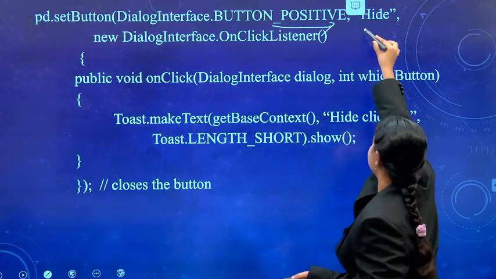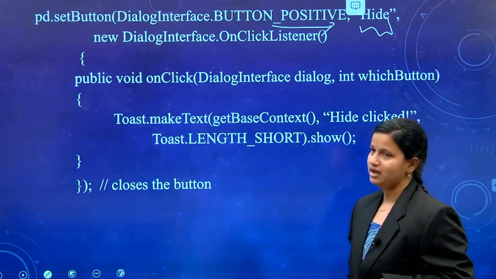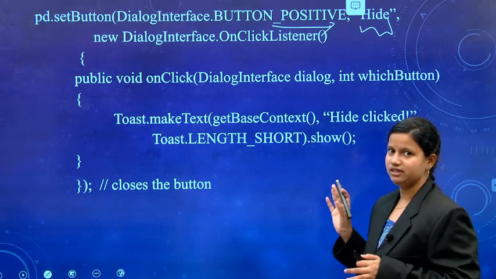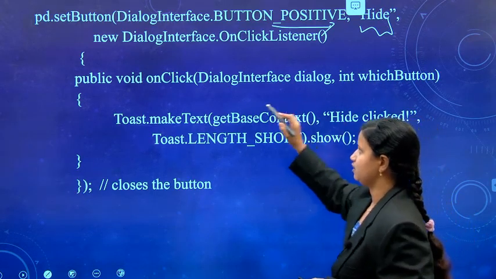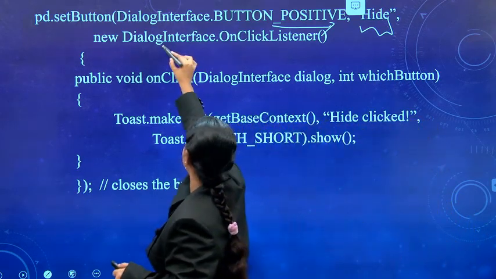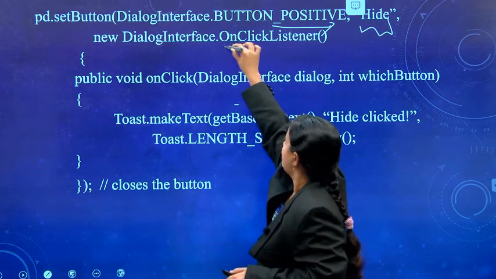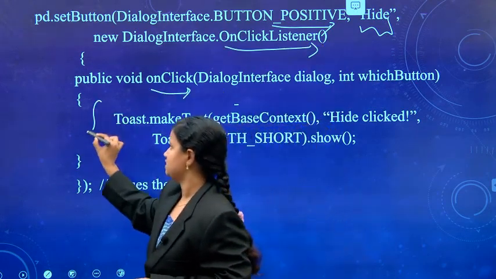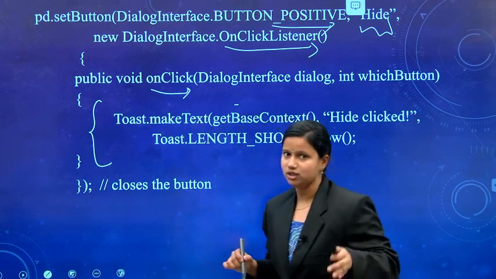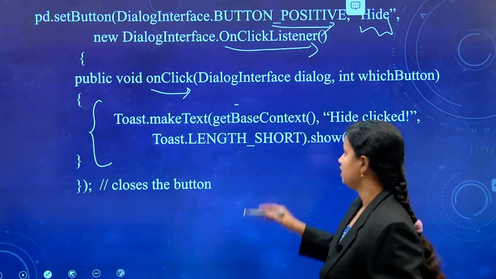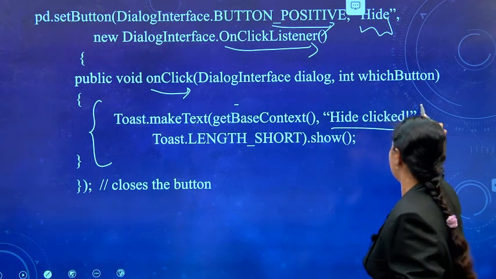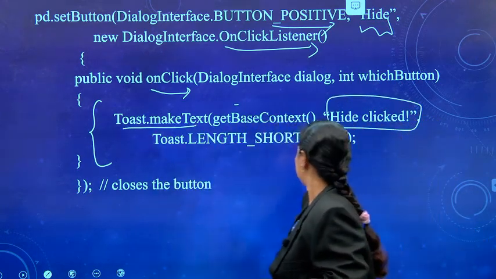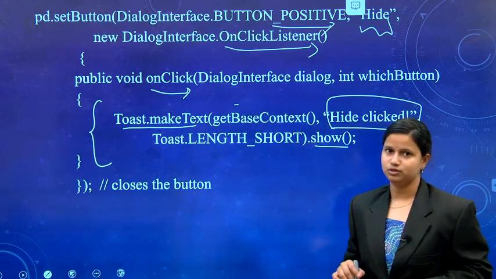So what is the value we have to pass? That one is Hide. So in your button options, which one is Hide? What is the action? Whenever you press that button, it will invoke the onClickListener and the onClick method. Whenever you click on the Hide button, the action we want to perform is to display a message. To display that, we have to use Toast.makeText().show().